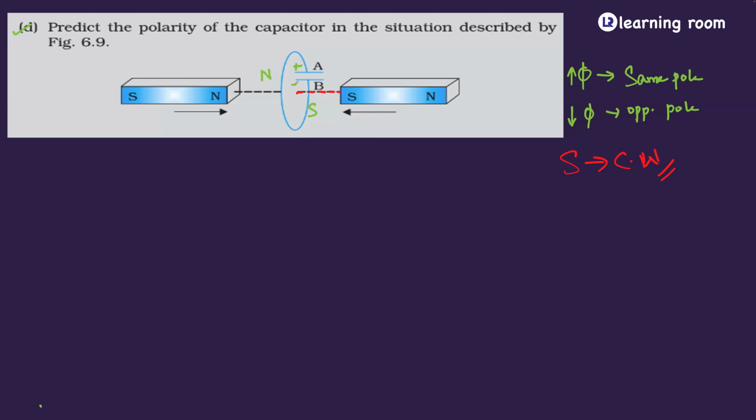So that's what they asked, no? Predict the polarity of the capacitor in the situation described. So this is higher, this is lower. Am I clear with this? Right? So make a note of it.